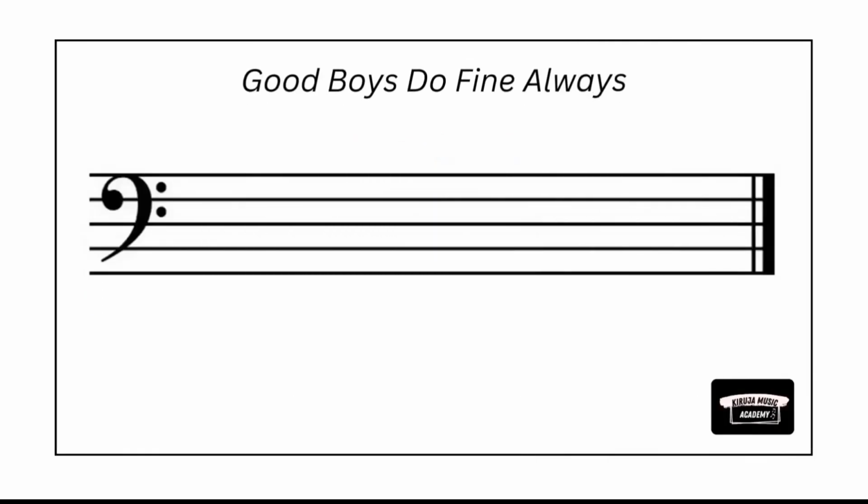The easiest way to remember the letter names of the lines is to spell out the mnemonic, "Good boys do fine always." The first letter of every word represents the letter names of the lines from the bottom to the top. Consequently, the first line is a G, the second is a B, the third is a D, the fourth is an F, and the fifth is an A.